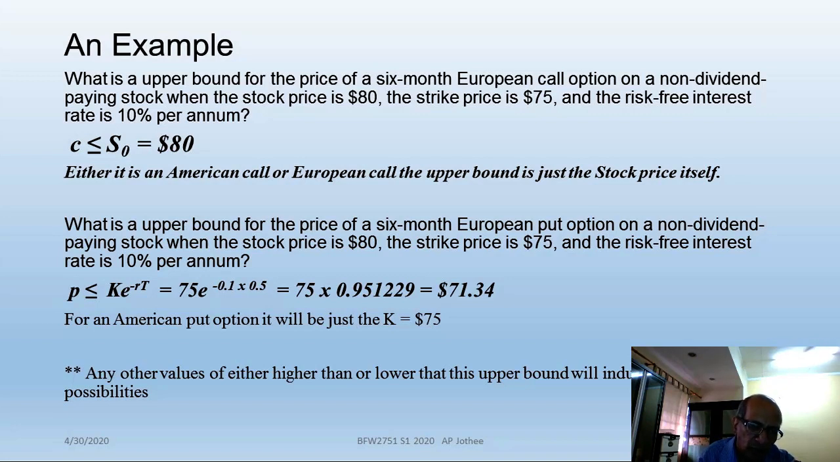For an American put option, it's very easy. Just the K itself, $75. Any value either higher or lower than this boundary will induce arbitrage possibilities. Can you see that?